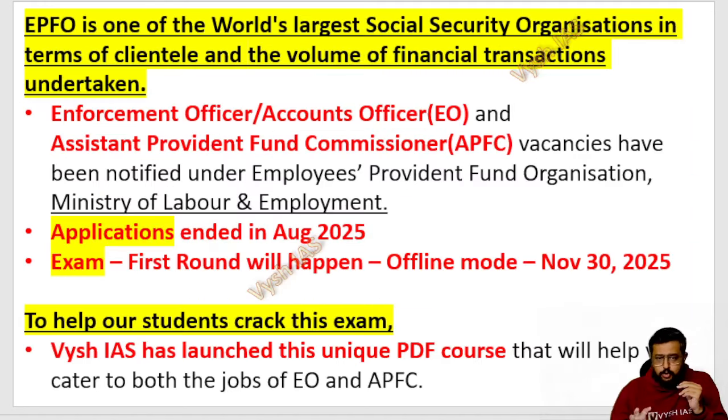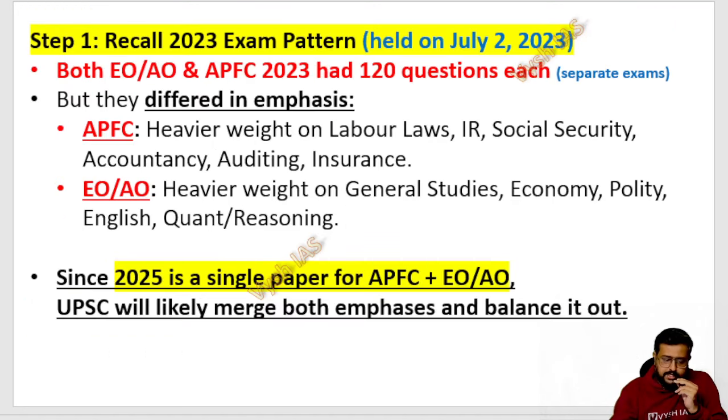This exam, if you don't know, try to research about this exam a little bit, because most of you don't give EPFO. Most of them actually couldn't clear the civil service exam, and that is when they go and give the EPFO exam. As I told, the application got over in August 2025, and the prelims round will happen on November 30th, and that is why we have launched this PDF course. Ideally you don't need to take any coaching or video classes for this.